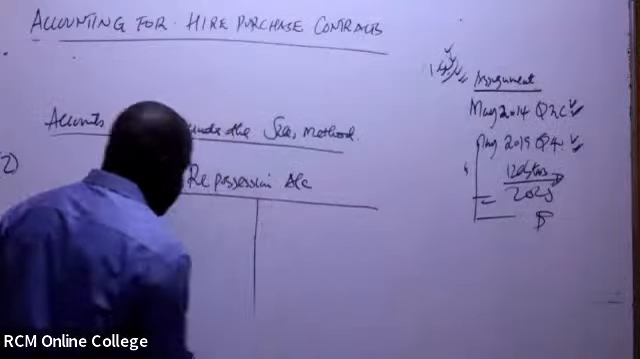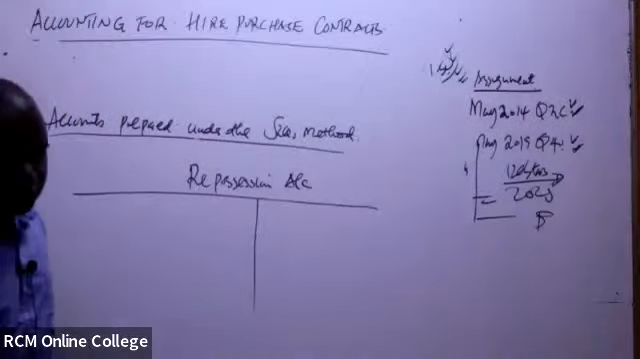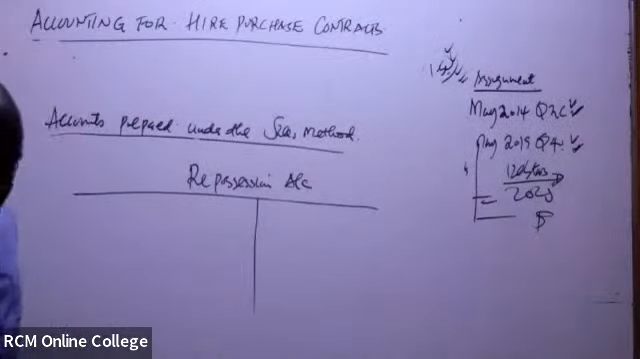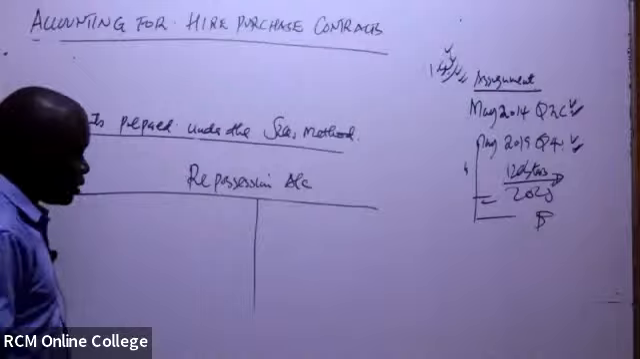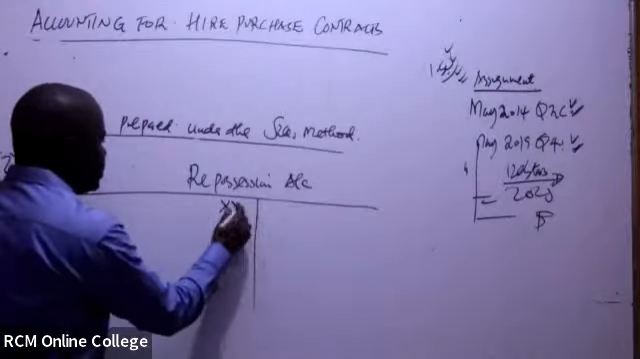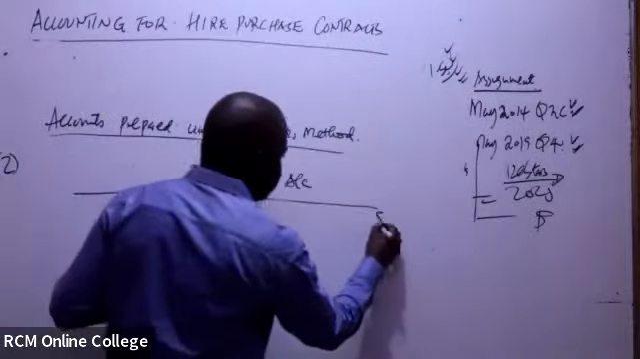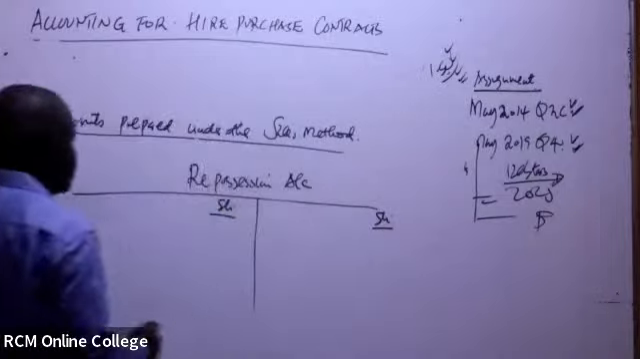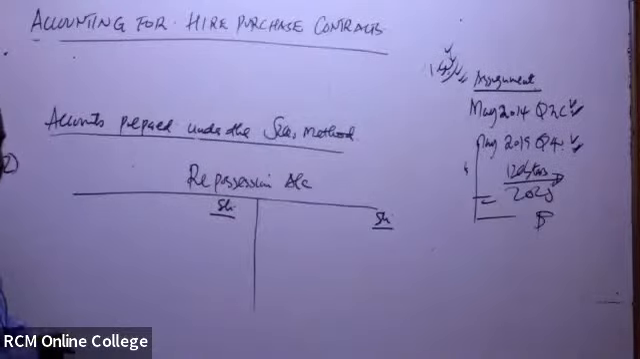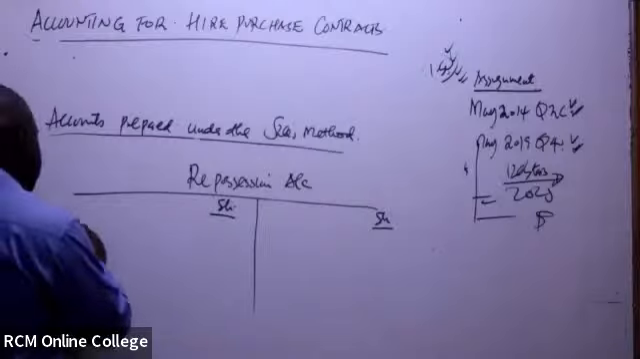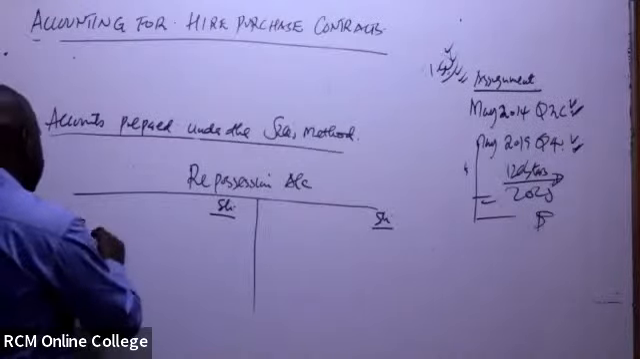So the repossession account, in any case, you're having to repossess the goods. You'll end up having to repossess whenever you have an outstanding balance. So we can start with the shillings. In the repossession account, you'll start with the outstanding balance from this hirer. So the outstanding balance.